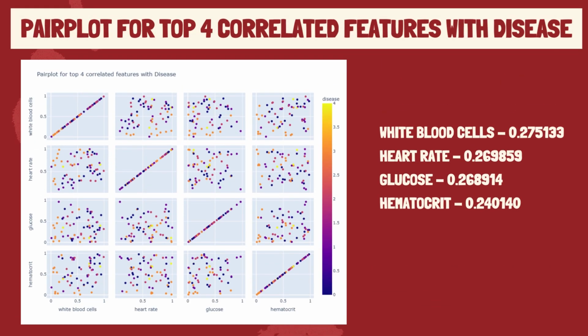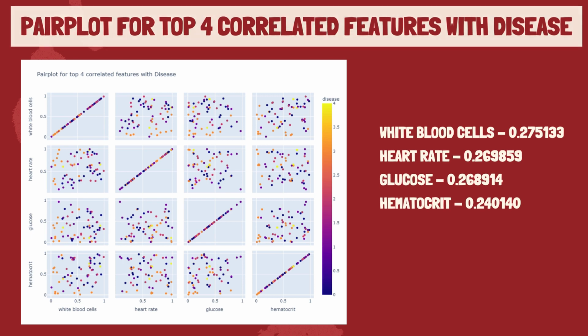We've plotted a scatter matrix to visualize the relationships between the top 4 features that are correlated with disease: white blood cells, heart rate, glucose, and hematocrit. From the scatter plots, we can observe some patterns in how these features interact with each other and with the presence of disease. Like, we can see how changes in white blood cell count relate to variations in glucose levels or heart rate, which could provide insights into potential health indicators. Overall, this visualization offers a clearer picture of how these factors interplay with disease presence, aiding in understanding and potentially predicting health outcomes.